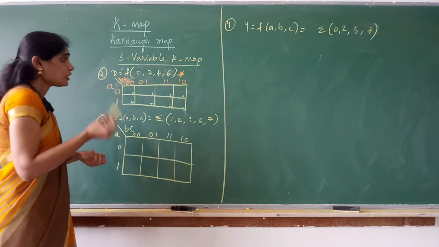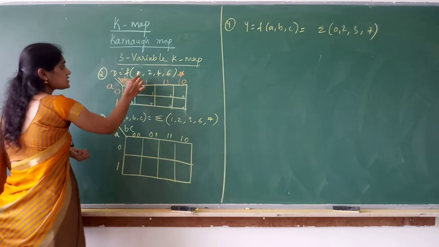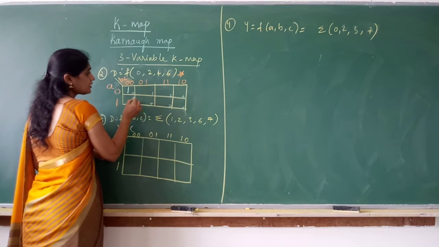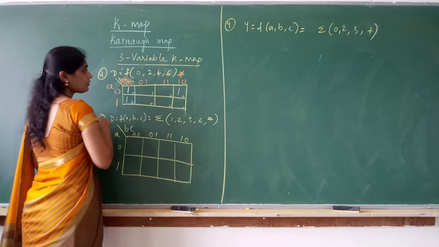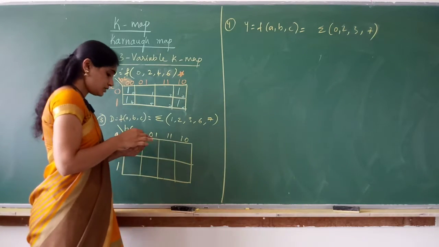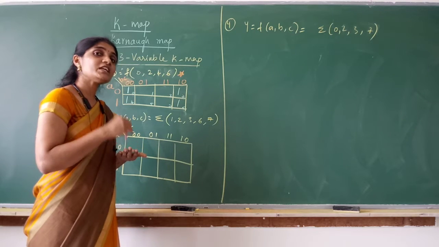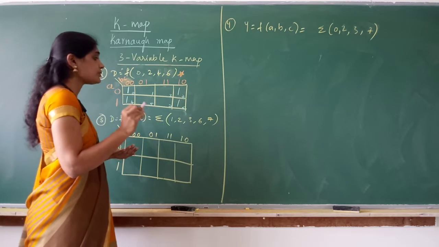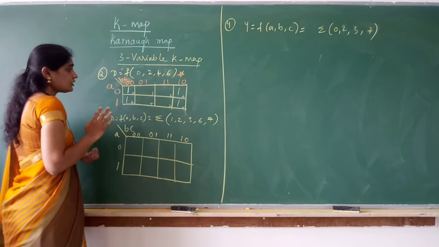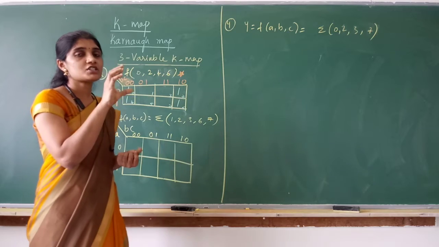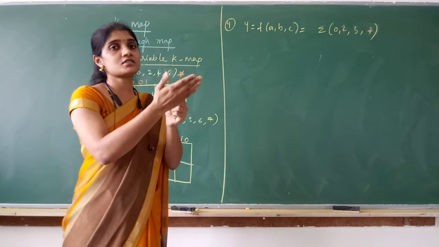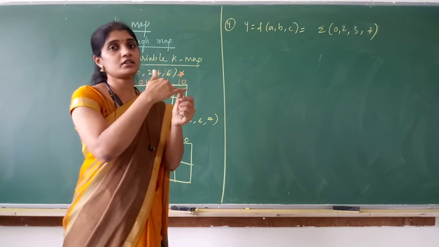So, now, what is the next step? Fill the min terms 0, 2, 4, 6. So at 0 put 1, at 2 put 1, at 4 put 1, at 6 put 1. Now listen properly. What is the next step? I have to group the adjacent cells. So how will I group the adjacent cells? I know that adjacent cells means cells which are adjacent to each other, cells which are next in the next row or in the next column.